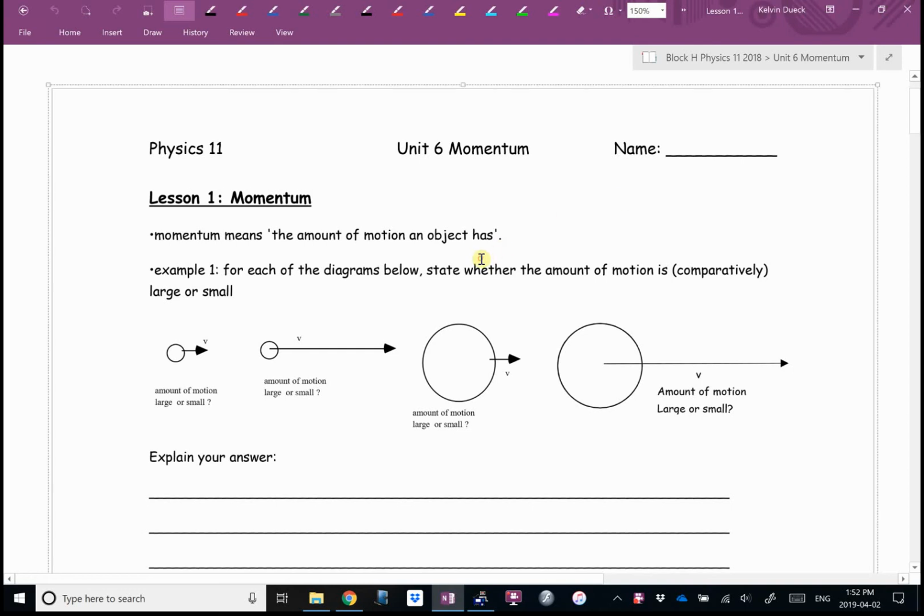So I wrote here momentum, that's the amount of motion an object has. The more motion an object possesses, the more momentum it has. Momentum is really going to be used to look at collisions and tackles. Those are the two best, quote, real-world applications of momentum.